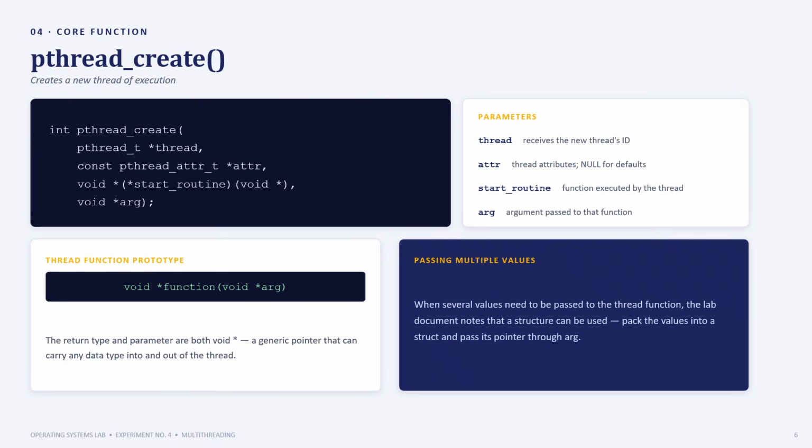Sometimes we need to pass more than one value into the thread function. In that case, the lab document tells us we can create a structure, put all our variables inside that structure, and pass only the pointer of that structure through arg. This is a very common technique. Please remember it for your Viva.